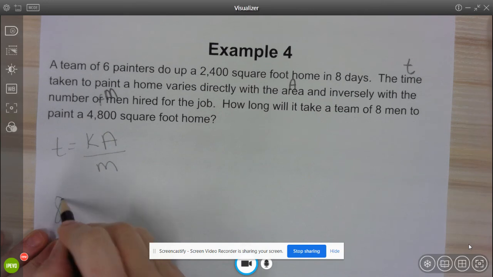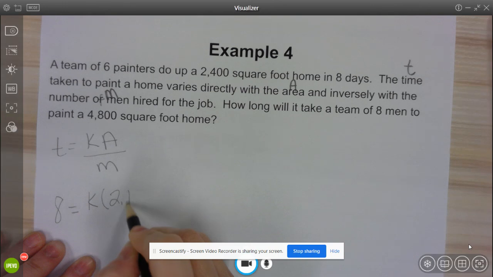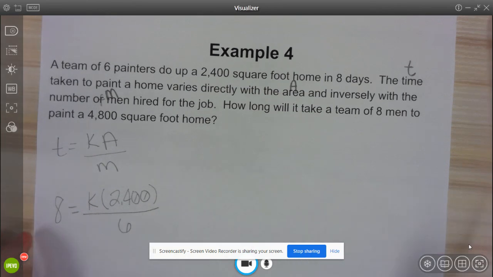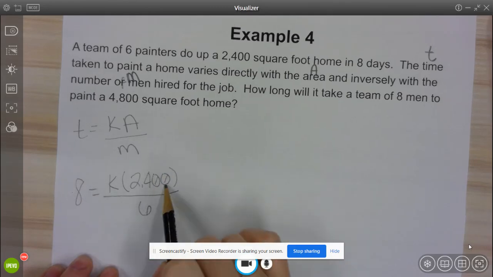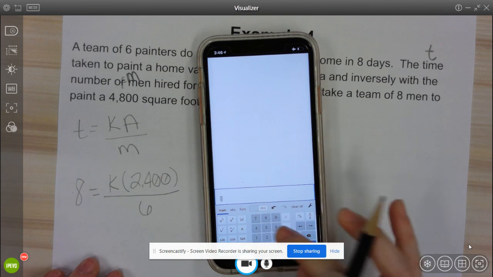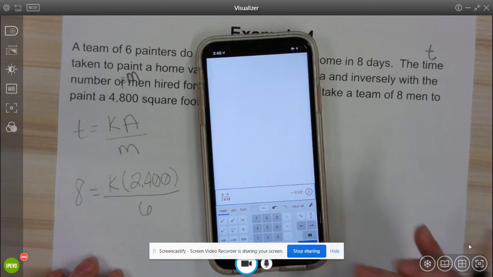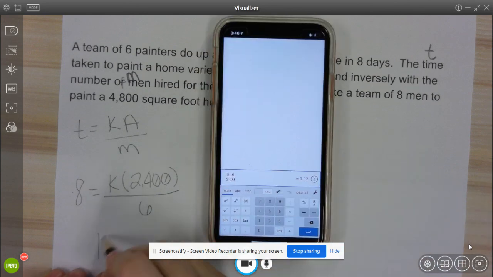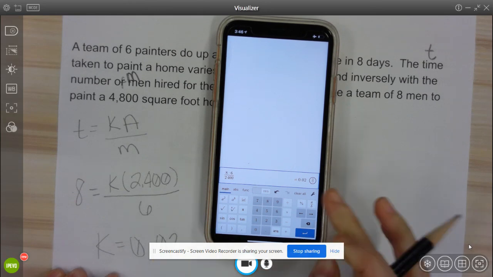So 8 days was my time. The area was 2,400 square feet, and it was 6 painters. So here I'm going to do 8 multiplied by 6 divided by 2,400. So 8 times 6 divided by 2,400. So my constant is 0.02.